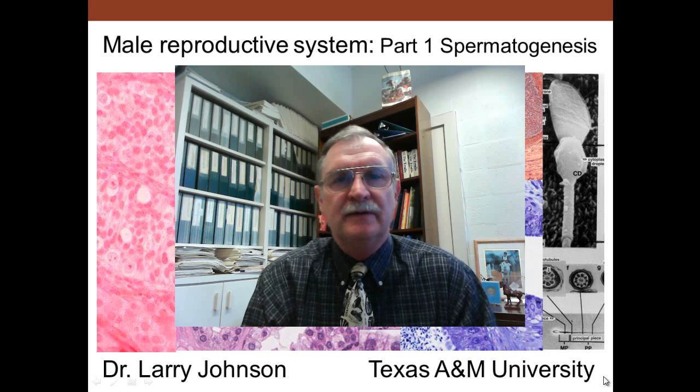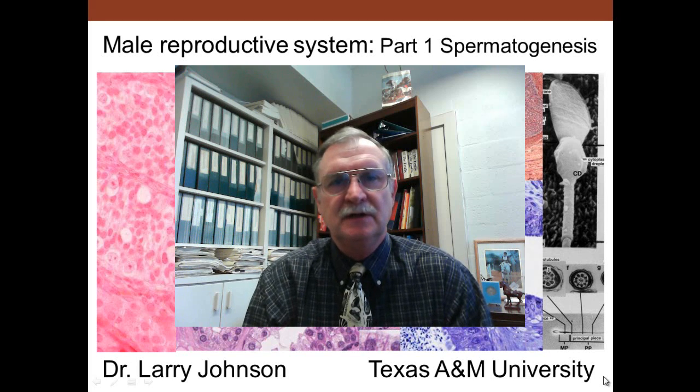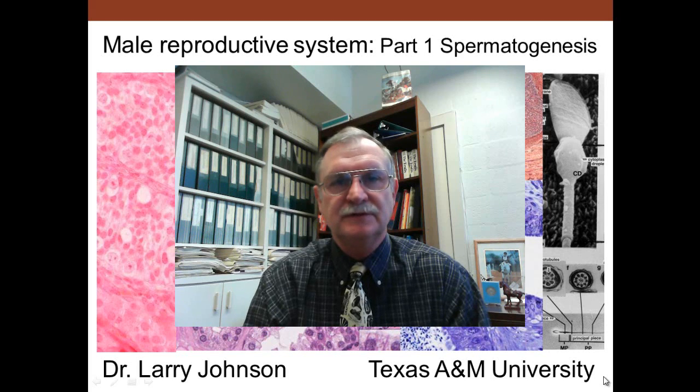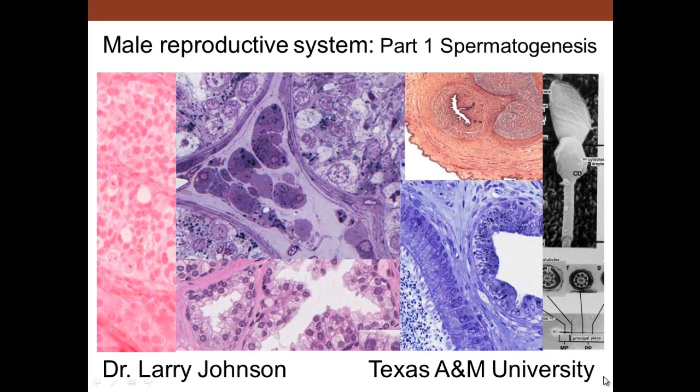Today we want to talk about the male reproductive system. There will be two parts. The first part has to do with spermatogenesis, identifying the different spermatogenic cells, and also looking at the endocrine aspect of it. The second part has to do with exocrine ducts and secretory glands of the male reproductive system. The male reproductive system, part one, spermatogenesis.